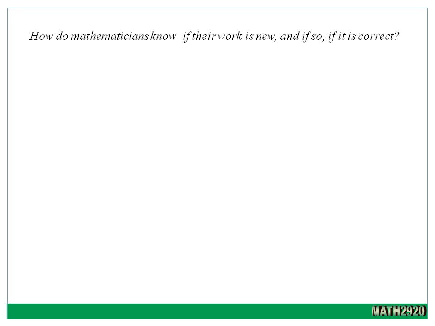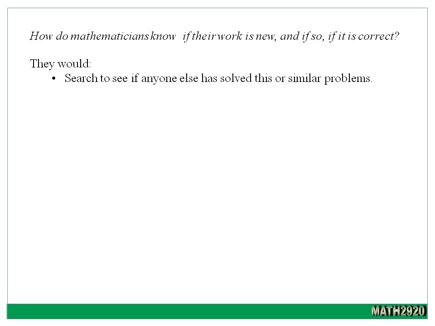So, once a mathematician has done what they think is an interesting investigation, how can they decide if their work is indeed new, and if it is new, is it correct? Usually the mathematician themselves would be confident that it's new and it's correct, but they can't be certain. And so they would search, these days it's pretty easy with the internet, to see if anyone else has solved this or similar problems.